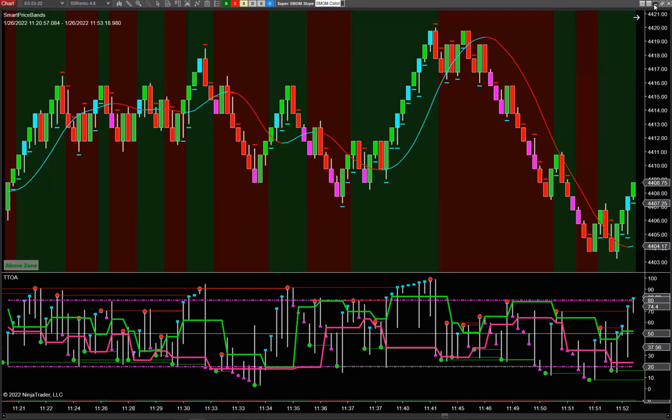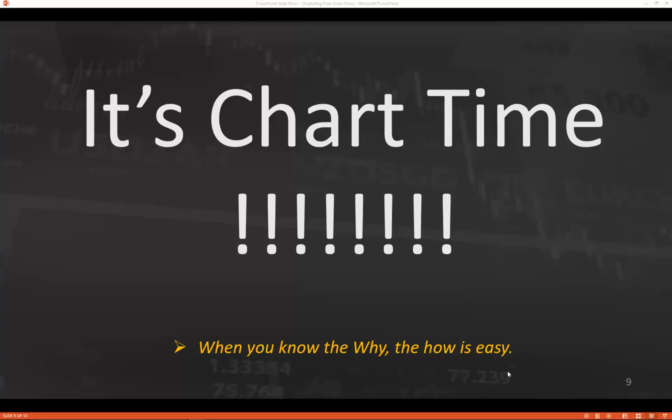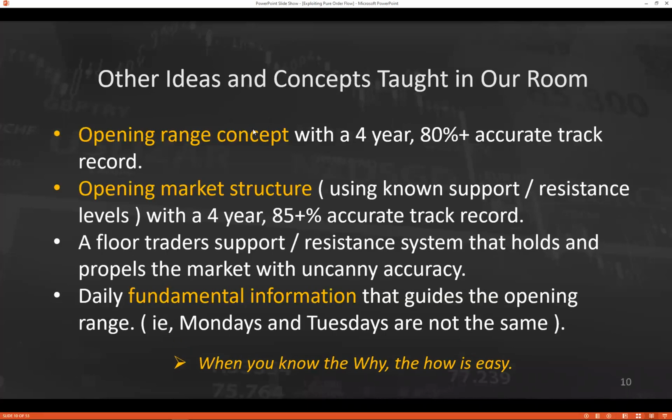Okay, so Rob's got all that. Let me get rid of this and let's wrap this up. Other ideas and concepts that we teach in the room, outside of our charts. We have an open ring concept with a 4-year 80+% accurate track record.